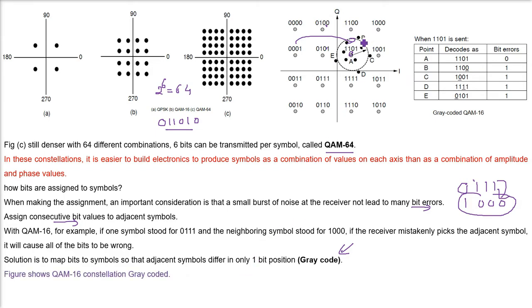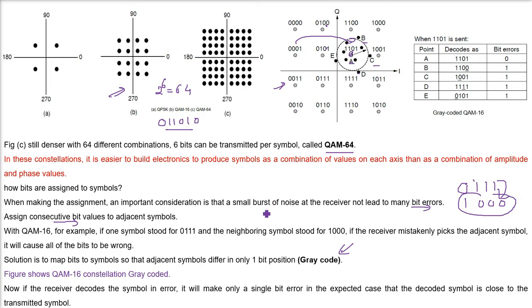So you see here we have an example. This figure shows the QAM16 constellation gray coded. Now these combinations all differ by only 1 bit, gray coded. Okay. Now if the receiver decodes the symbol in error, it will make only a single bit error because of the gray code.